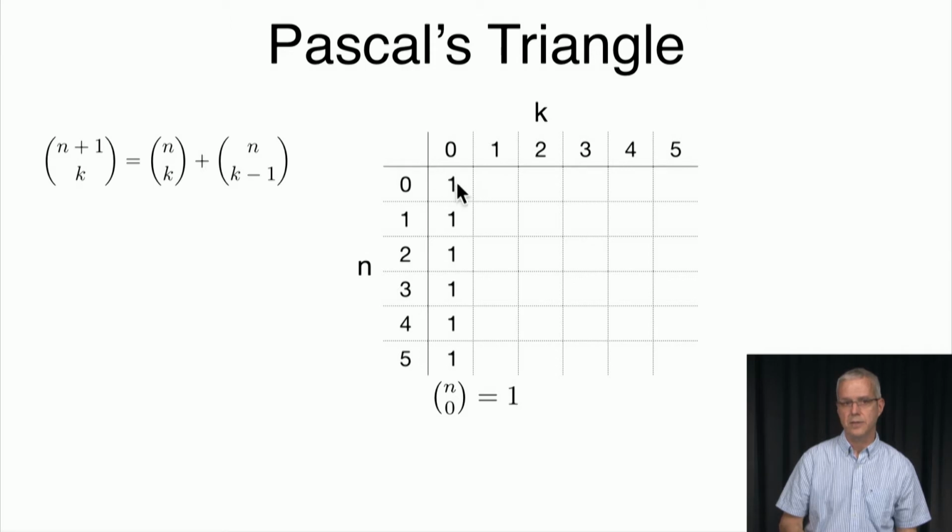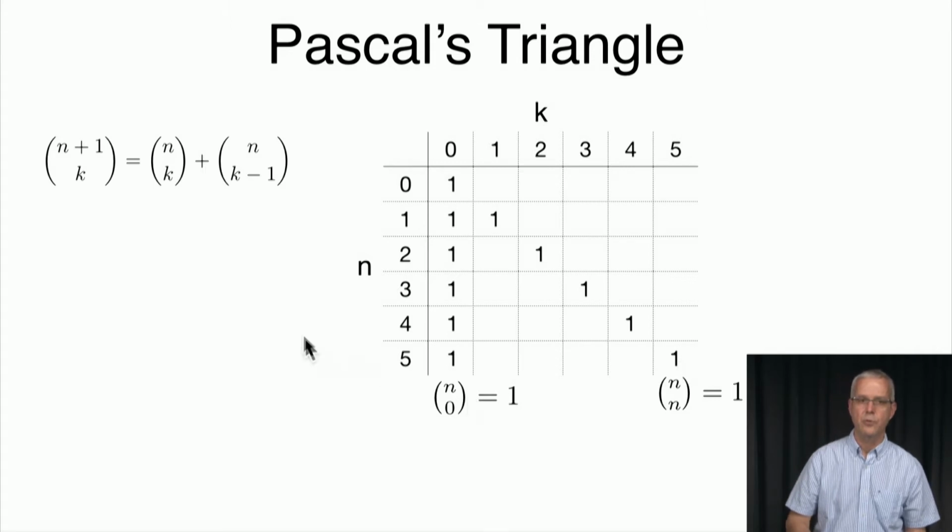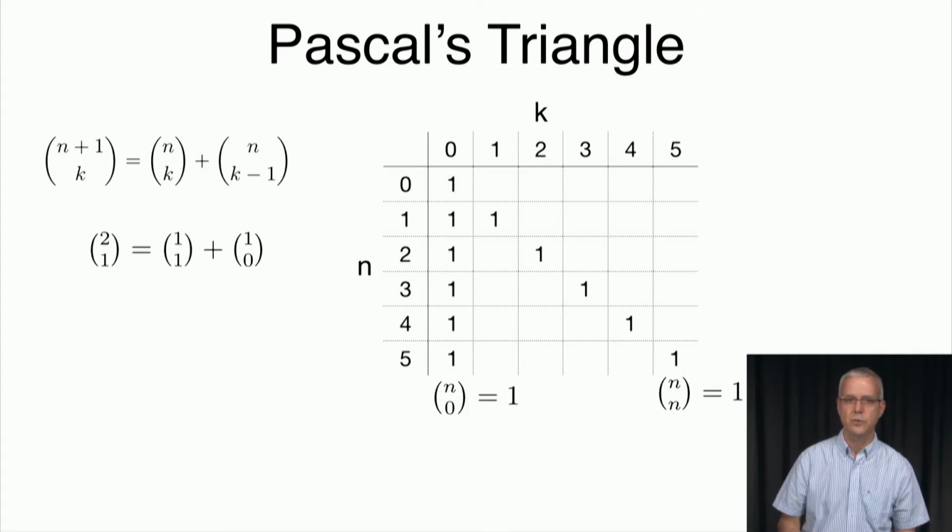So for example, this is 0 choose 0, this is 1 choose 1, this is 2 choose 2, and so on. So n choose n is 1, and therefore this corresponds to all ones. And now when we want to use this identity, for example, if you want to calculate 2 choose 1, then according to this identity, 2 choose 1 is going to be 1 choose 1 plus 1 choose 0.